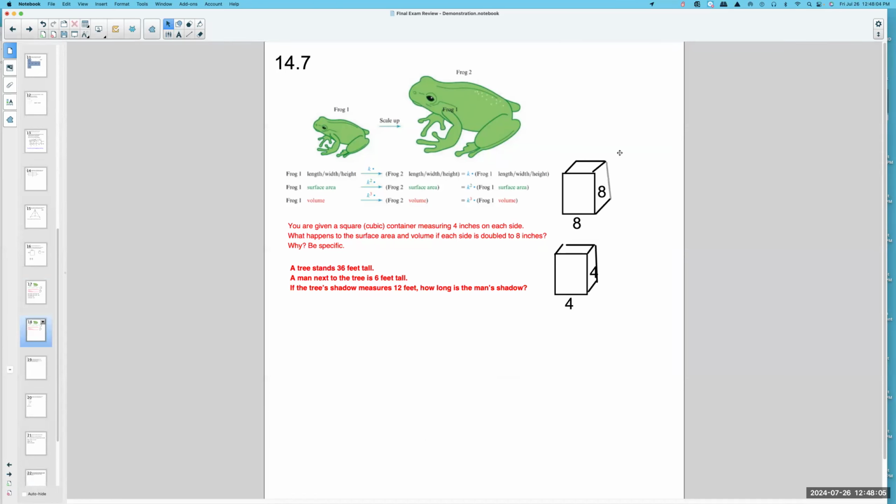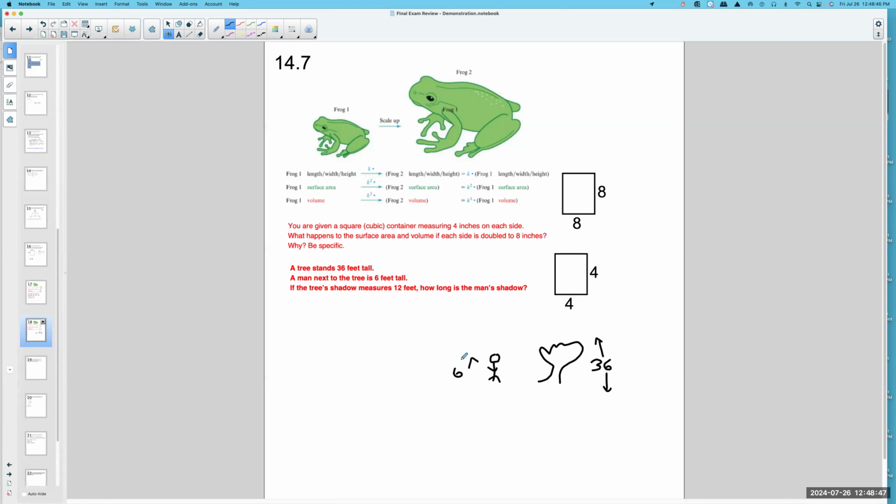But let's look at the second part of this. The tree stands 36 feet tall. A man next to the tree is 6 feet tall. If the tree shadow measures 12 feet, how long is the man's shadow? So again, this is using proportional reasoning again. And I'm going to draw a little tree here. And this is not drawn to scale because the guy looks as big as the tree. Okay, so the tree stands 36 feet tall. A man next to the tree is 6 feet tall.